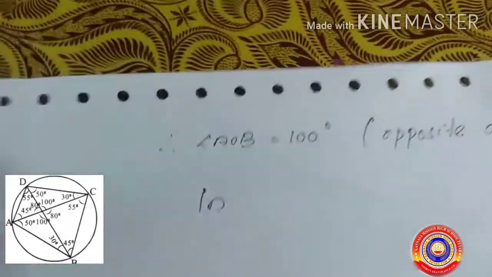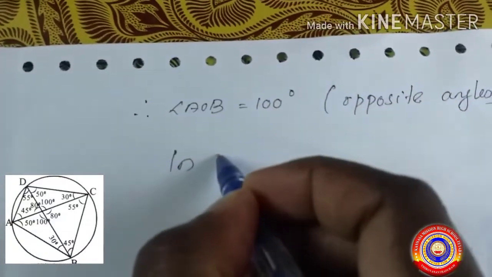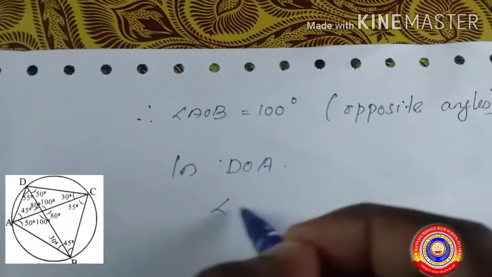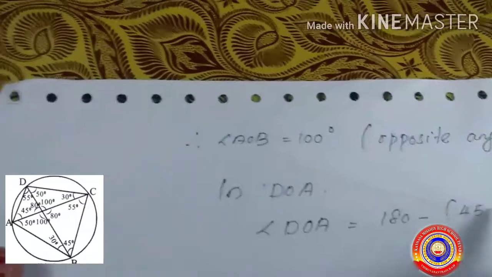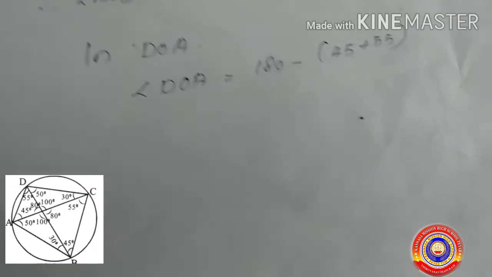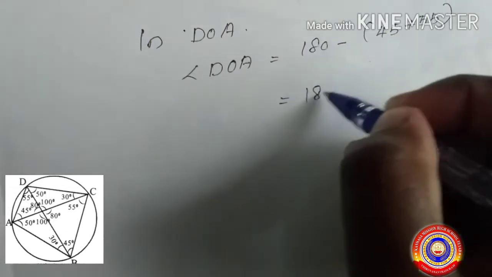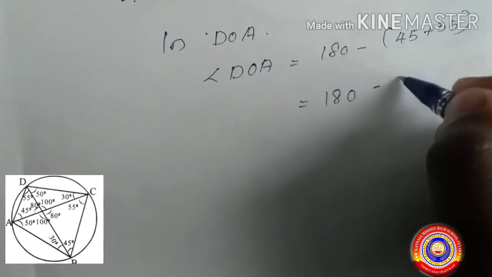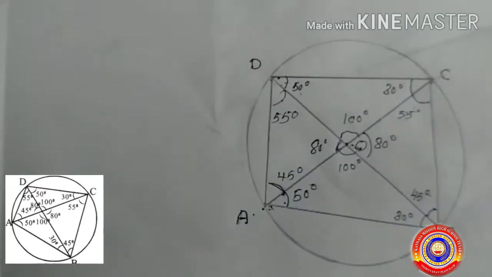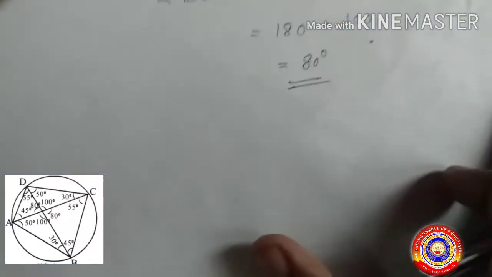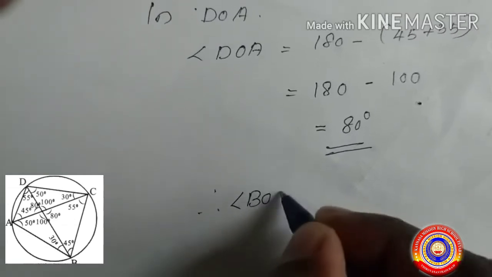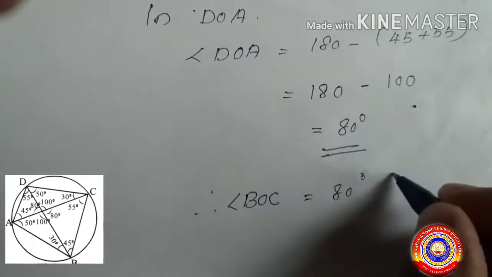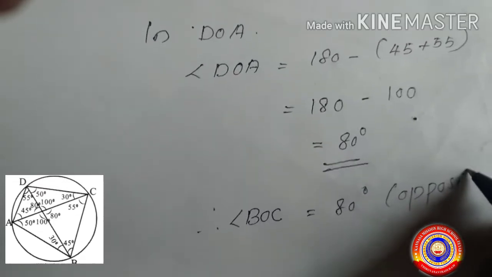Next we consider triangle DOA. In triangle DOA, angle DOA equals 180 minus (45 plus 55). Two angles are given there. 45 plus 55 is 100, so 180 minus 100 is 80 degrees. So angle BOC equals 80 degrees, opposite angle.